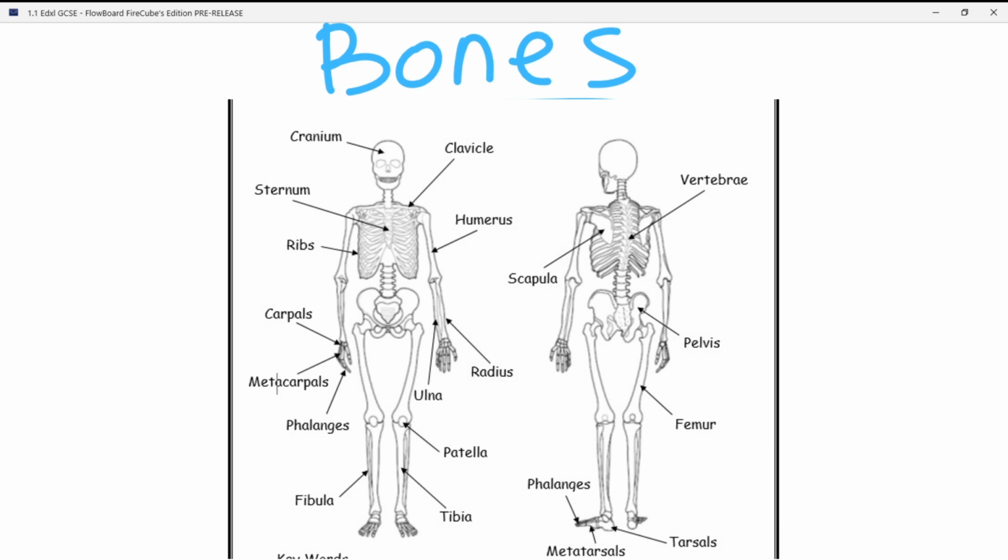Okay, now going down to your hands, we have your carpals around your wrist, we have your metacarpals, and then we have your phalanges. Going down towards your legs, we obviously have your pelvis right there around your hip area. Going further down, we have your femur, which is your upper thigh bone, and going down we have your tibia and your fibula in your lower leg. Now at the front of your kneecap, you have a small bone called the patella. Now going even further down to your foot, we have your tarsals, metatarsals, and phalanges.